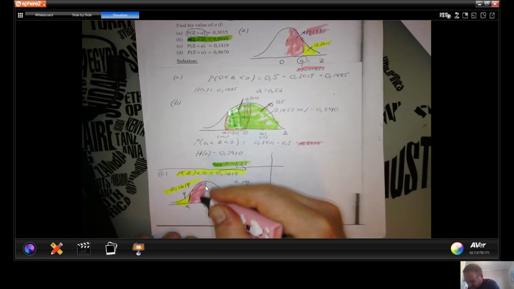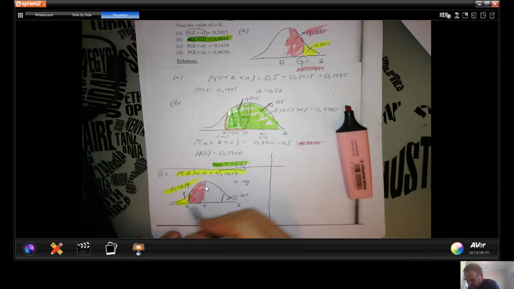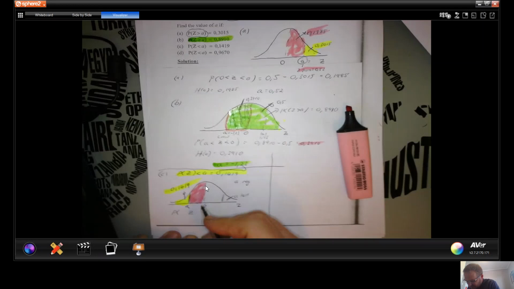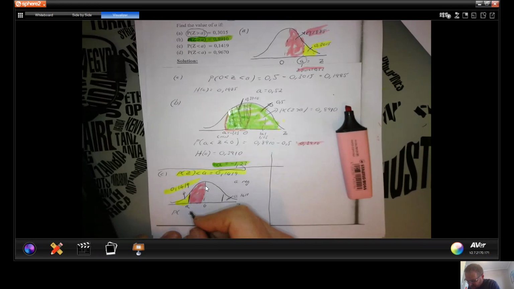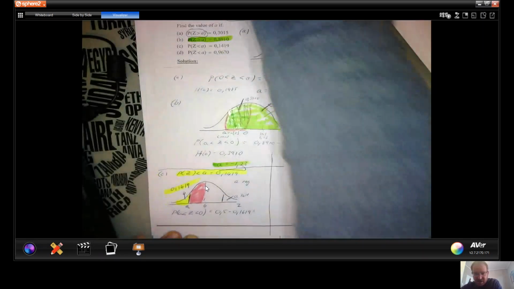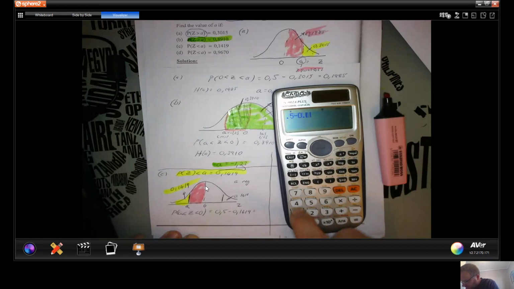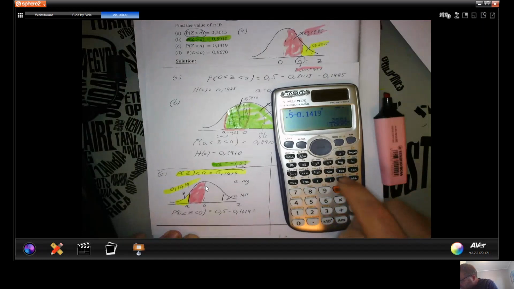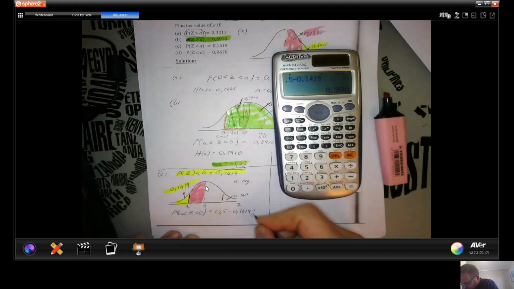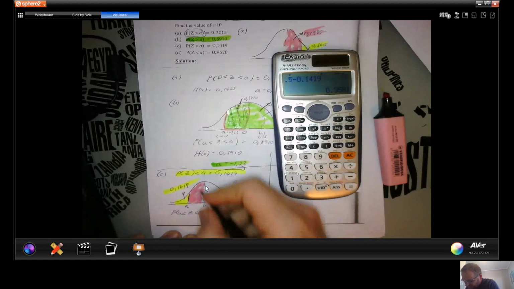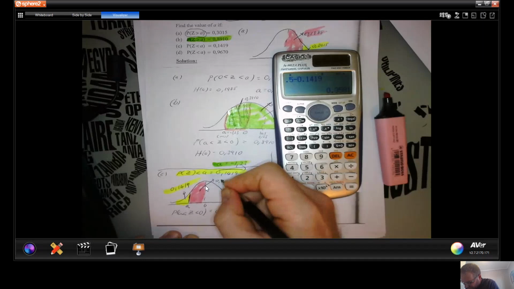And how are you going to find that area? Well, the area between A and 0. You don't have to write this in, you can always just fill things in on your diagram. The probability that Z is bigger than A and less than 0 must be equal to 0.5 minus 0.1419. If we get our calculator, what do you get, Buati? 0.5 minus 0.1419, and we get 0.3581. So this area in pink here is 0.3581.